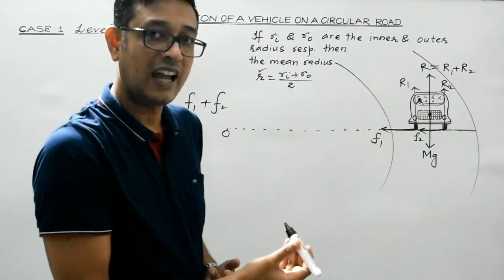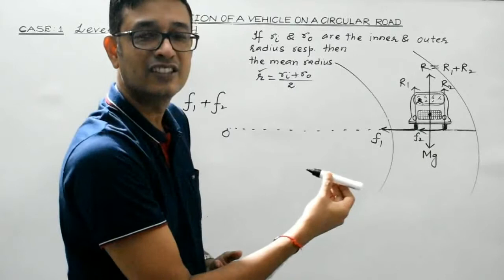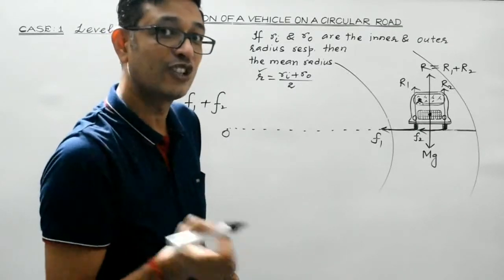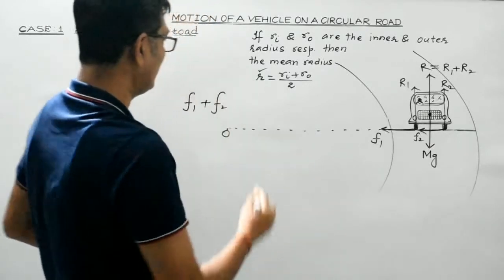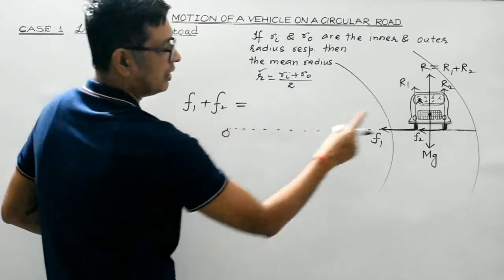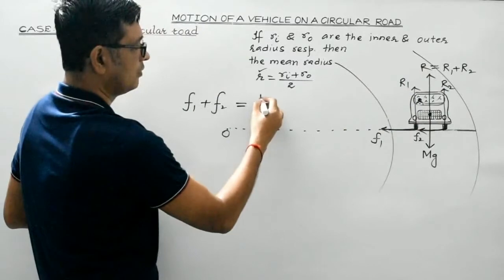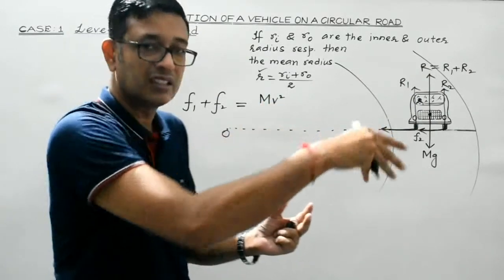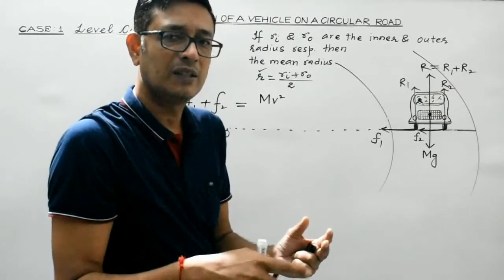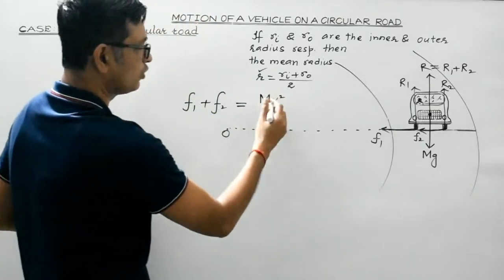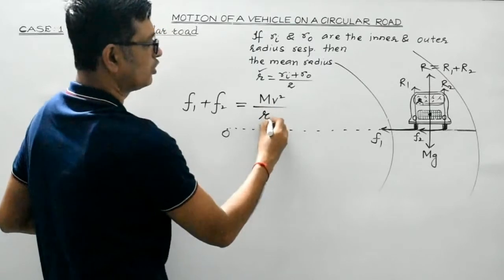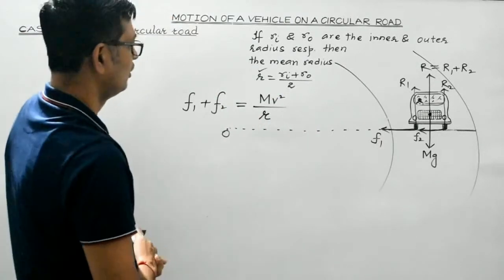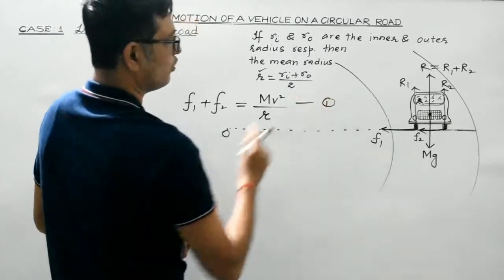it acts along the radially inward direction. Whenever force acts along the radius in the inward direction towards the center of the circular track, then the nature of that force must be centripetal, right? So it should be equal to centripetal force. Its formula is mv square by r. At the instant when it is taking a circular turn of radius r, suppose its velocity is v, so mv square divided by r. R is the radius of the circular turn or the circular track under consideration, right? So put this as equation 1.